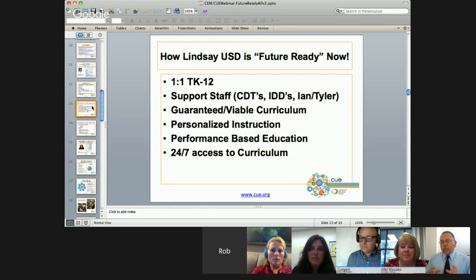We have also taken a good look at our curriculum and have developed what we think is a guaranteed and viable curriculum: the amount of knowledge or content that can realistically be covered in a year. And we do attempt every day to meet every kid at their developmental level. And so personalizing instruction is a major tenet of what we try to do. We do have 24/7 access to our curriculum.